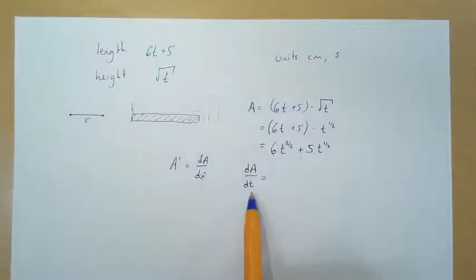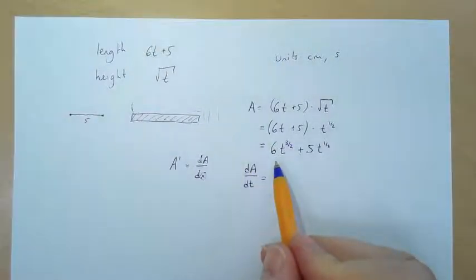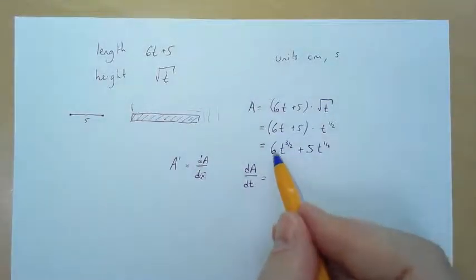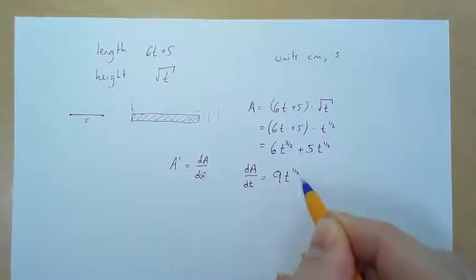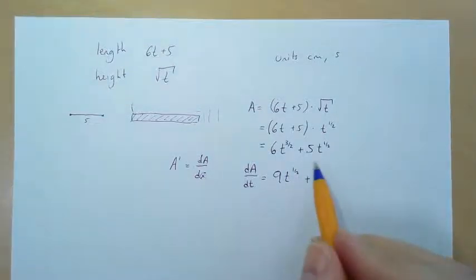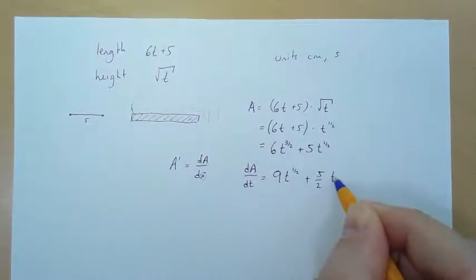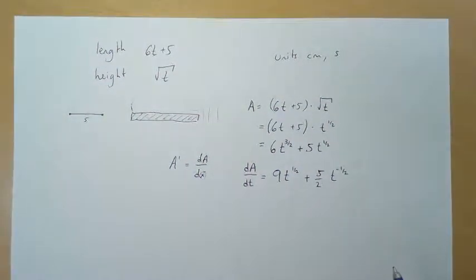dA over dx, that variable. And this time we're looking at how fast the area of the rectangle is changing in terms of t, so dA dt. So the derivative of 6t to the 3 over 2 is 6 times 3 over 2, 18 over 2, 9t to the 1 half, plus 5 times 1 over 2, 5 halves, t to the negative 1 half. And that's it. That's how fast my rectangle is growing.